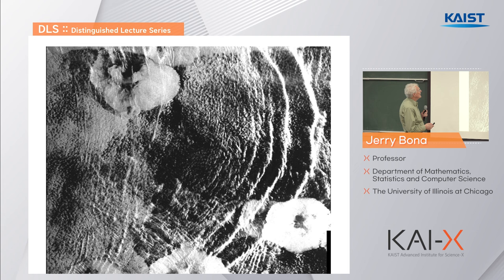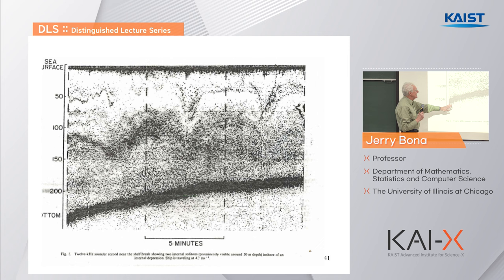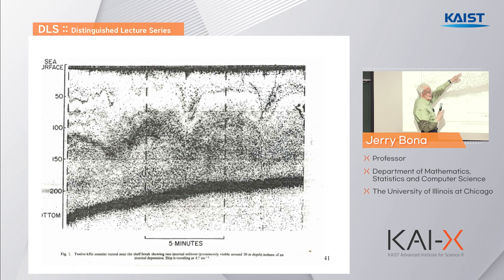There's an example of some. Those are clouds. This is the east coast of the United States. Some internal waves coming onto the continental shelf, and you see the size of them. They're on the order of 50 meters high, and their wavelength has a frequency of 5 minutes. So these are huge waves, and they do things that we may get time to talk about.